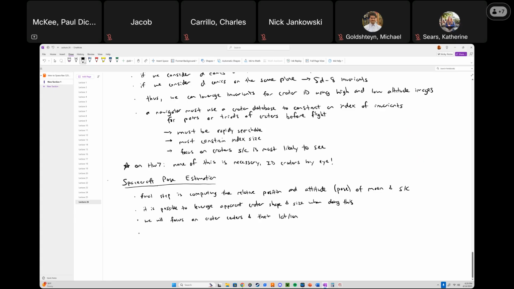So if relative attitude is known, e.g. you also have a star tracker, then this is triangulation. We already talked about this. This is basically homework 3, right? We had something where I gave you the line of sight direction to known craters, I gave you their latitude, longitude, and you had to solve for this using triangulation.